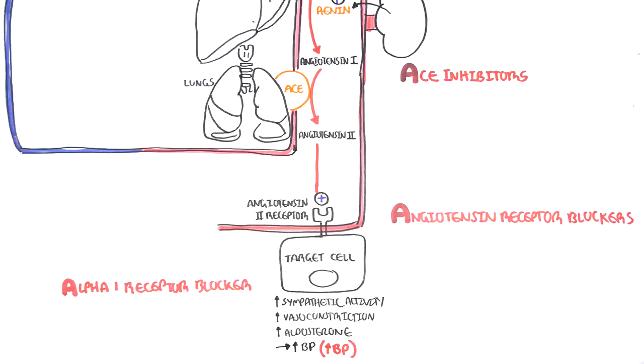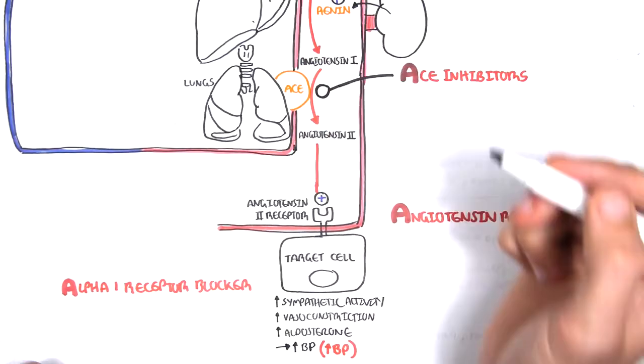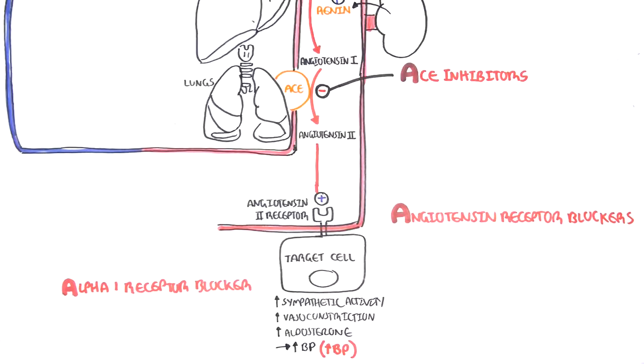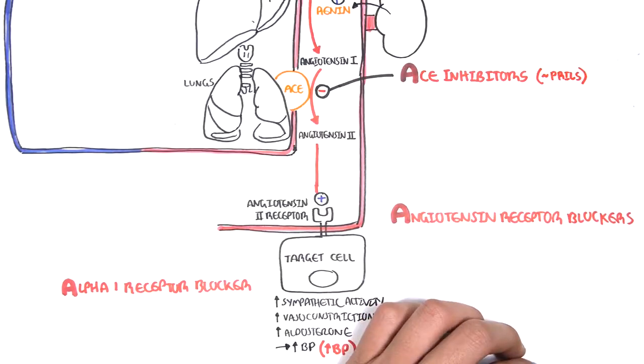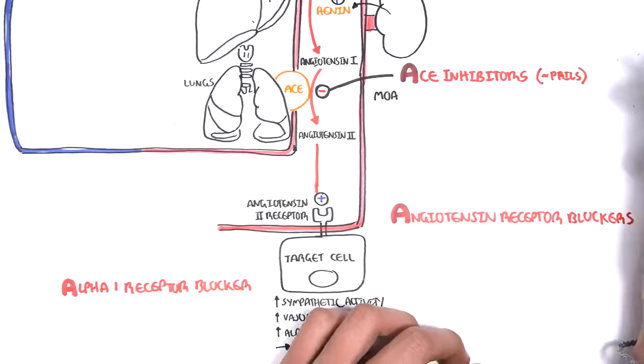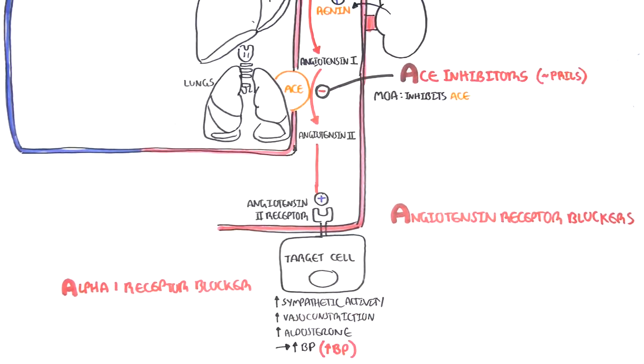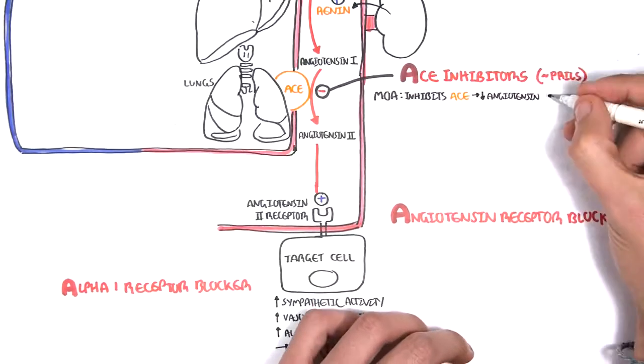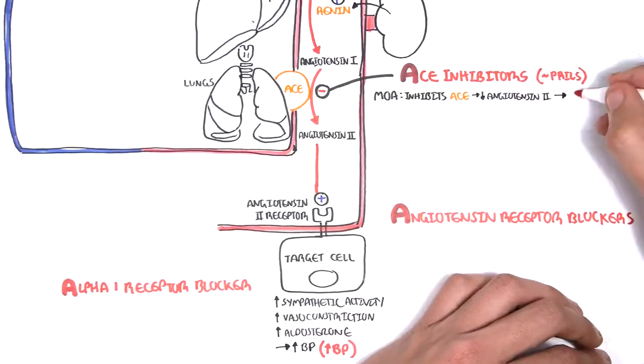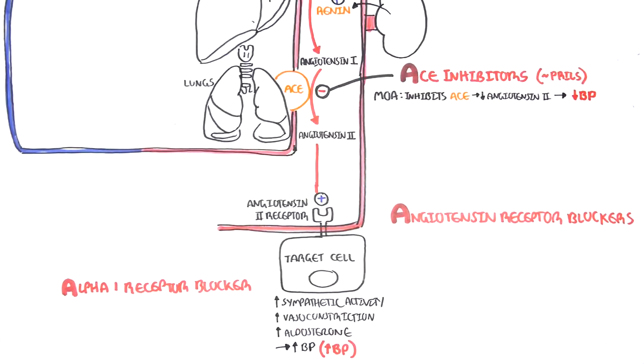ACE inhibitors, or angiotensin converting enzyme inhibitors, are a very common antihypertensive. These medications can be remembered by the ending -pril. So for example, captopril, ramipril, they all usually end in -prils. The mechanism of action of ACE inhibitors is that they inhibit ACE, the membrane-bound enzyme. And so they inhibit the conversion of angiotensin 1 to angiotensin 2. And because you have less angiotensin 2, it means that you will decrease blood pressure.